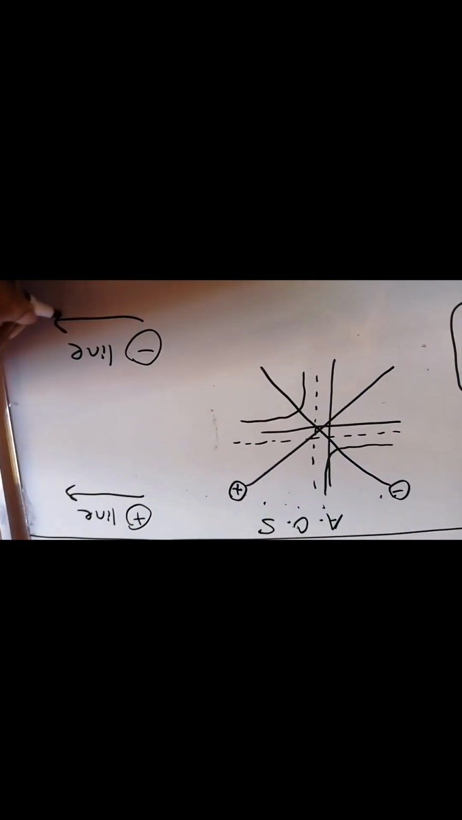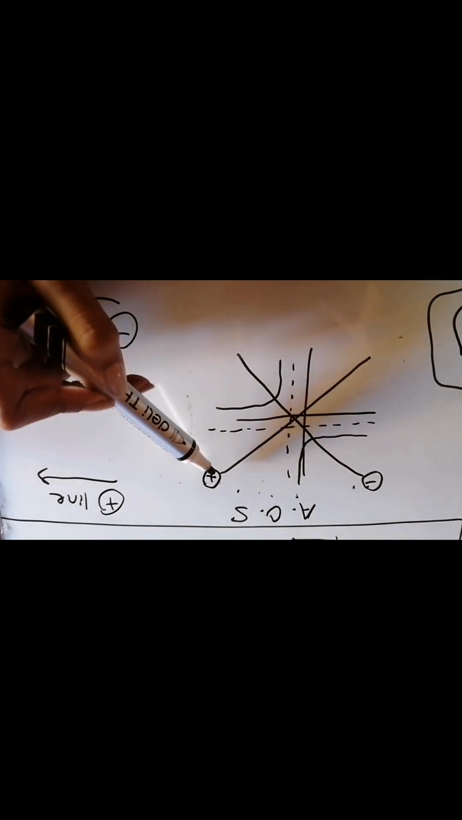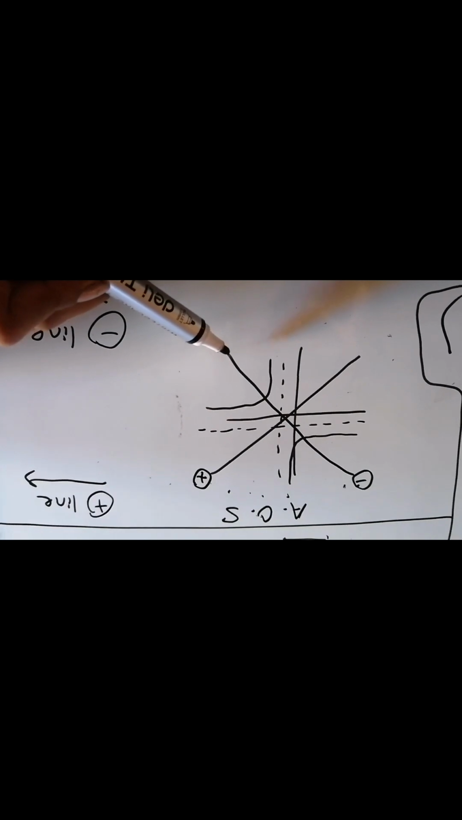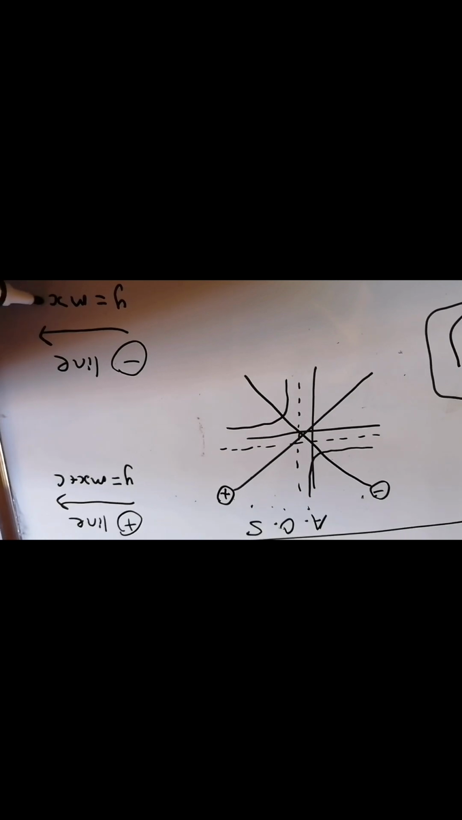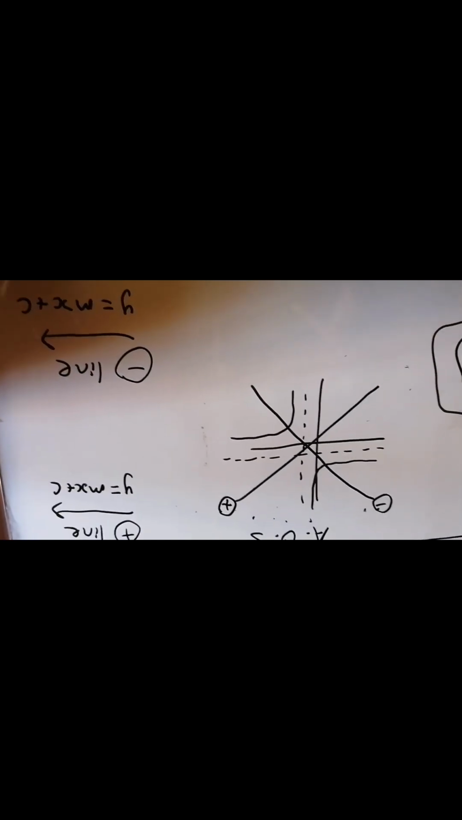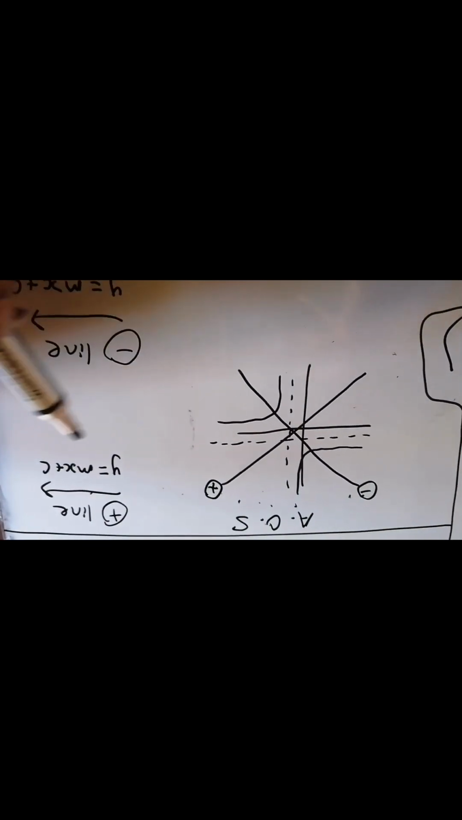Now, they could ask you for the equation of this axis of symmetry line or this axis of symmetry line. But this is what you need to do. Because they're straight lines, they're going to have a standard equation. y is equal to mx plus c. Okay, now, this is our positive line. See, it's going upwards like that. If they ask you for the equation, this is how you'll do it.